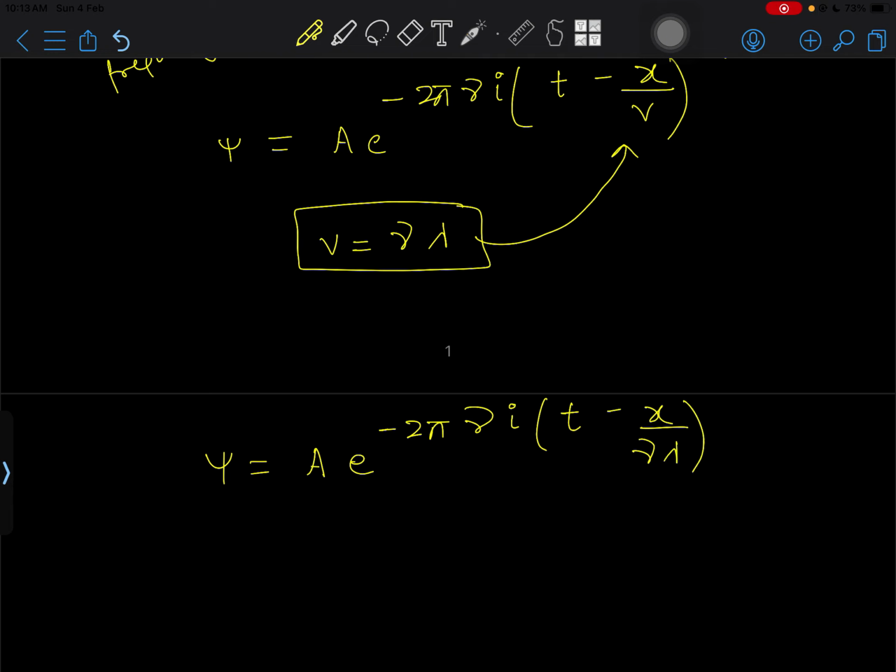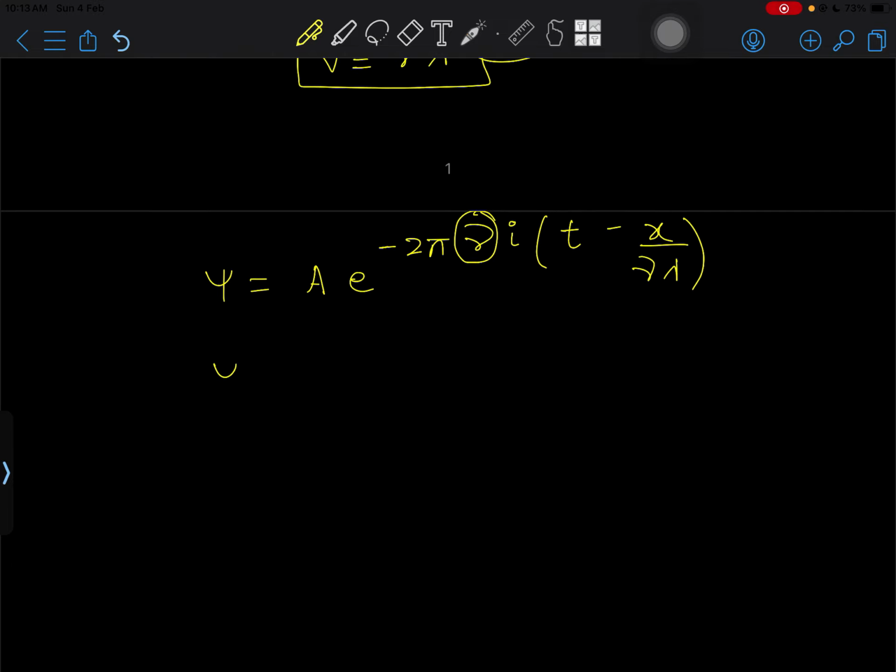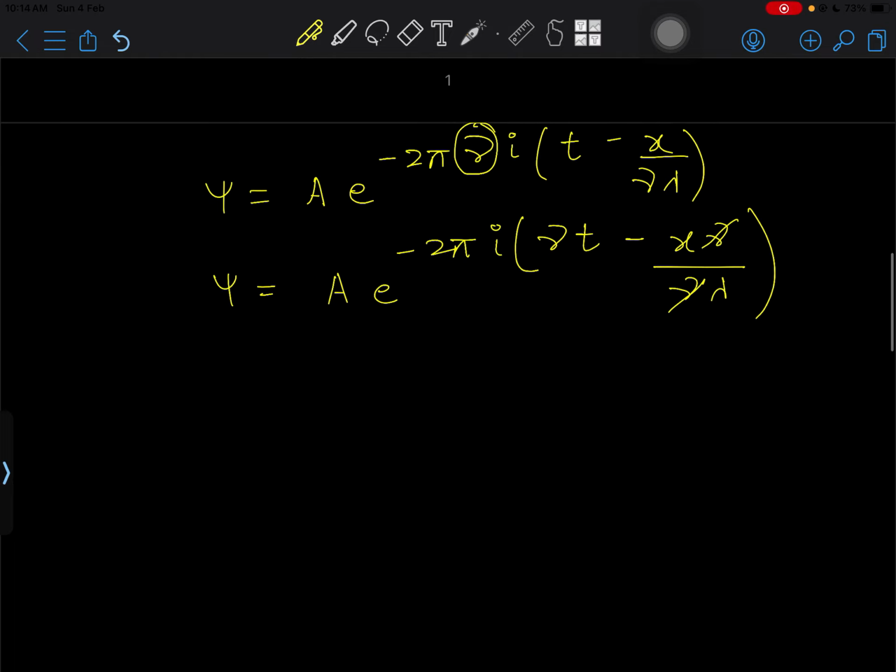So what can we do? We can just multiply the nu to the inside of this particular bracket. So psi can be written as a e to the power minus 2 pi i (nu t minus x nu over nu lambda). This nu and nu will cancel out. So psi can be written as a e to the power minus 2 pi i (nu t minus x upon lambda).